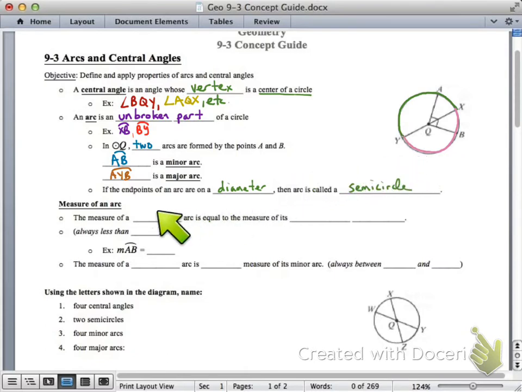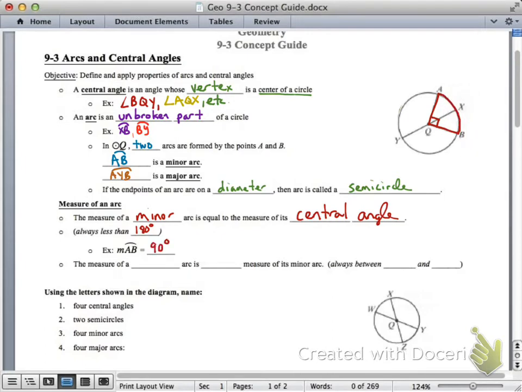All right, this next piece here is important. There are actually two different types of measures related to an arc, and I'll explain what I'm talking about in just a second. The measure of a minor arc is equal to the measure of the central angle. This means it's always less than 180. For example here, the measure of arc AB is equal to the measure of its central angle. This central angle is marked as a 90-degree angle, which means the measure of arc AB is 90 degrees.